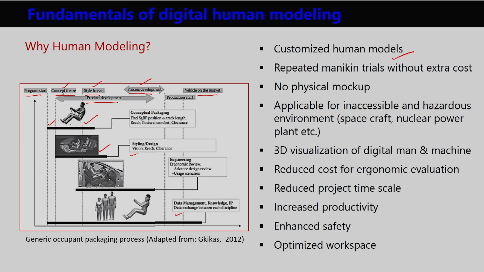On the other hand, there are hazardous working environments like a nuclear power plant or chemical workstation. In such workstations also, real human trial is very difficult and unsafe. So, in this scenario, it is better to go for virtual ergonomic evaluation using a digital human model. Then 3D visualization of the digital man-machine interface, we can rotate the models from various angles, and we can visualize if there are any clearance or interference related issues. Then there are many other benefits like reduced project time scale, increased productivity, enhanced safety, optimized workspace. So, n number of benefits we can achieve from the application of digital human modeling.